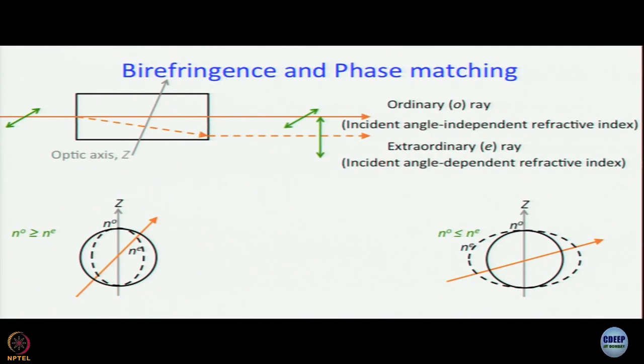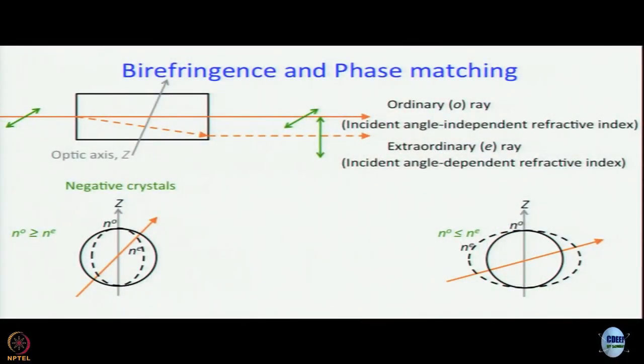Yeah. Now, let us get done with the definitions. In the first case, where N O is greater than or equal to N E, for those crystals, you call them negative crystals. And of course, if this is negative, then the other one, crystals in which N O is less than or equal to N E, those crystals are called positive crystals. All right. Now, here, let us say I have drawn this N O and N E for the fundamental omega 1. Now, I will want to draw N O and N E for 2 omega.